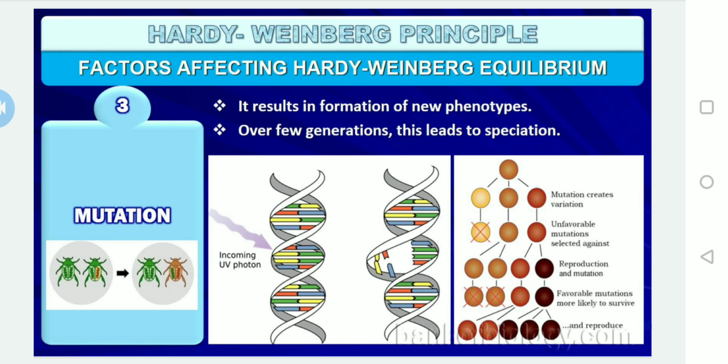Here the point mutation is due to change in the nucleotide sequences of a gene, whereas the chromosomal mutation is due to the addition or deletion in the chromosome number. We discussed these earlier, taking examples of syndromes like Klinefelter syndrome and Turner syndrome. Did you get how mutation plays an important role among the factors affecting the Hardy-Weinberg equilibrium?